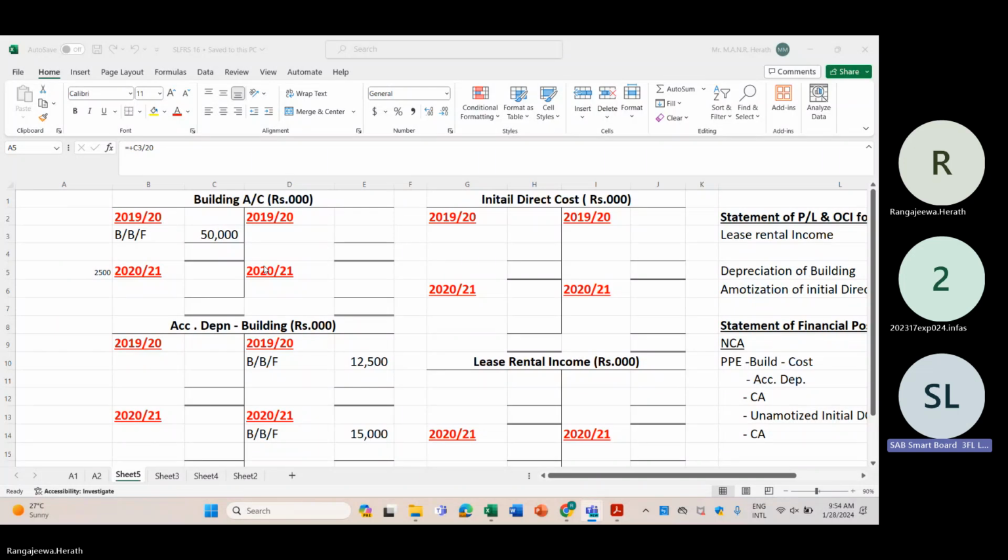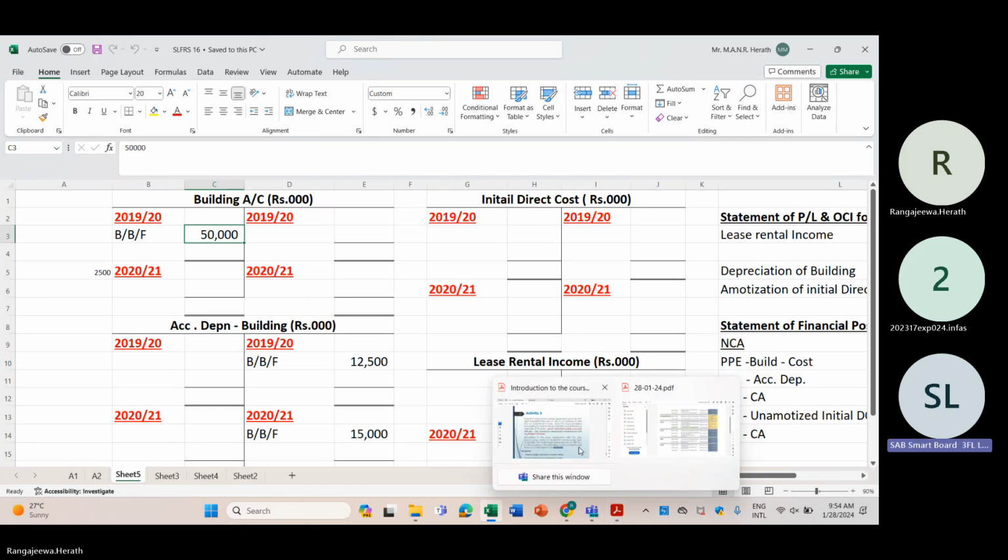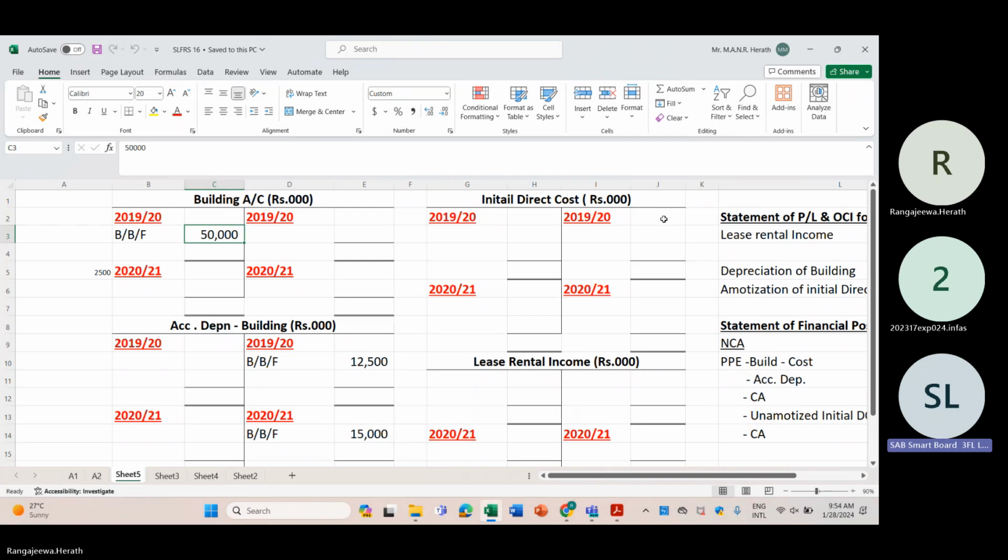Now we have the building, 5 million. 20 years means annual depreciation 250,000. It was acquired on 1st April 2014 කියලා තියෙනවා. Lease එක පටන් ගන්නේ 1st April 2019 වල. Right? So we have already used 5 years. It's an accumulated depreciation of 1,250,000 there.